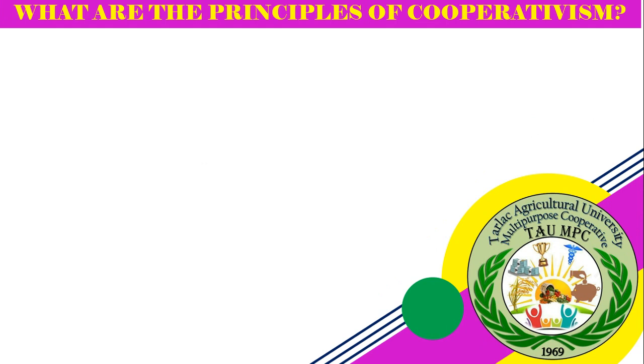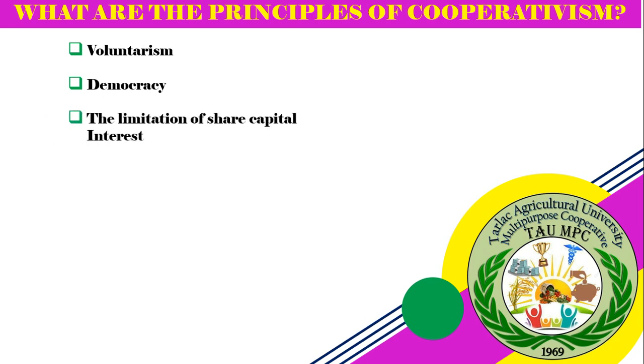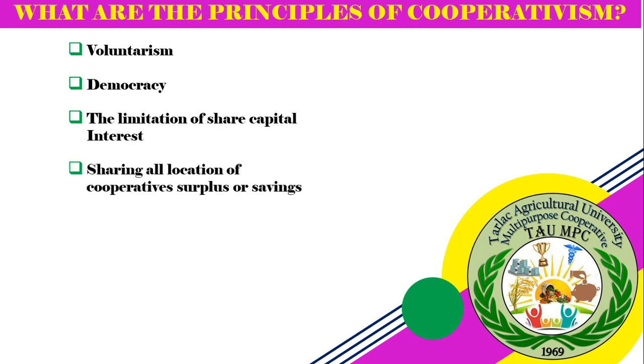What are the principles of cooperativism? The first principle is anchored on voluntarism. The second principle is democracy. The third principle is the limitation of share capital interest. The fourth principle is sharing all location of cooperative surplus or savings.